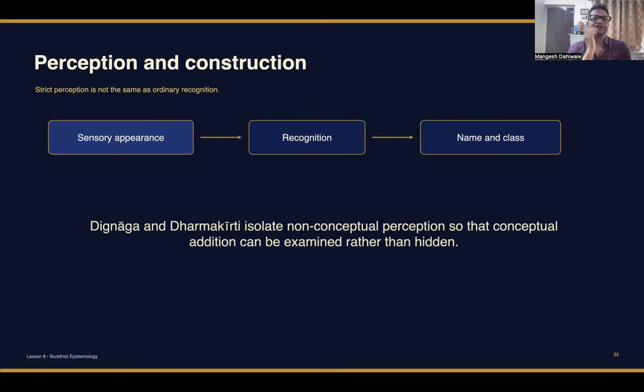But this is a very important slide. There is a sensory appearance, then we recognize, we name and class it. This is a fruit, this is a flower. But the fruit and the flower themselves do not know what they are. A dog will not know that it is also called a dog.